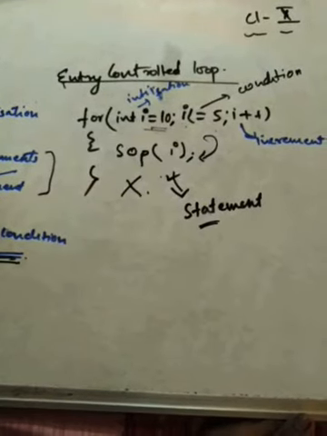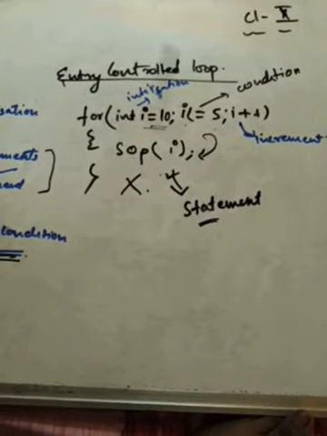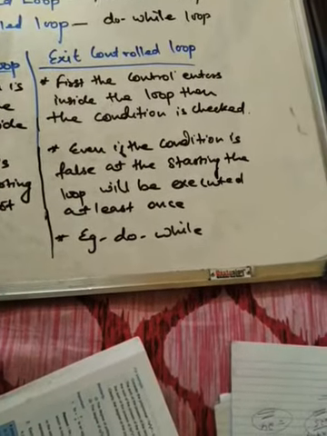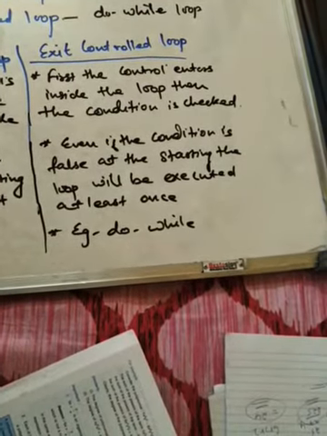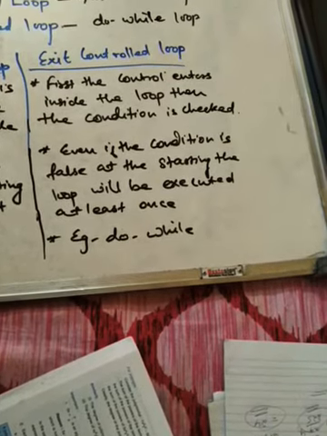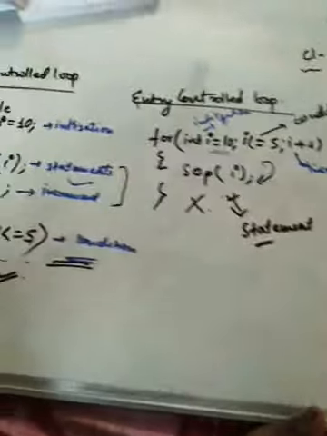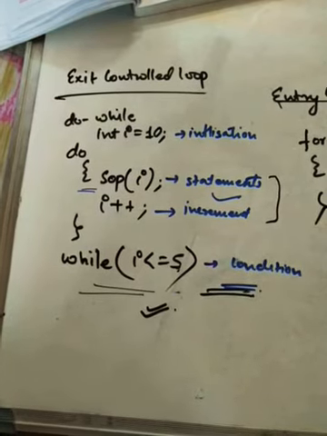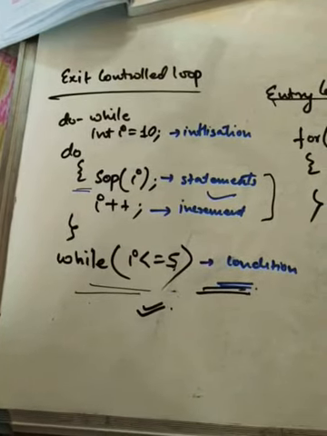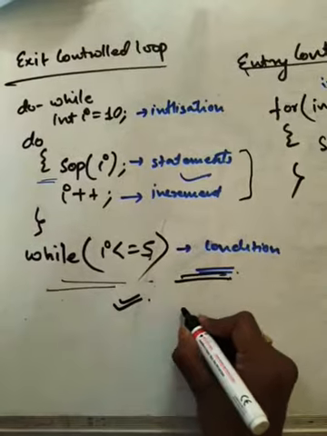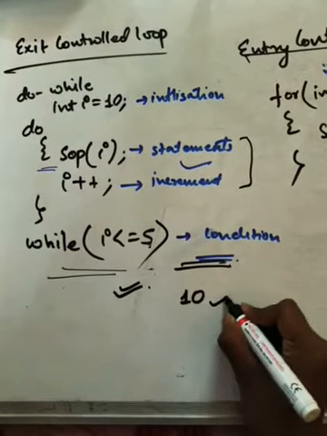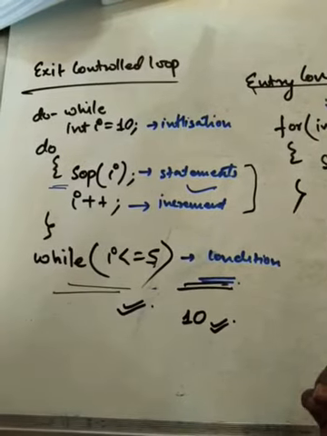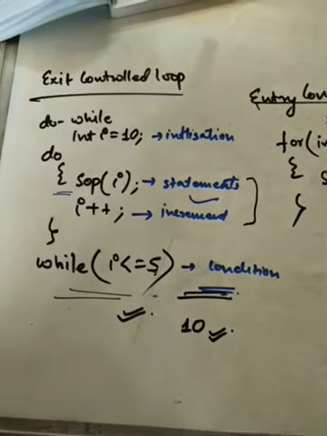If the condition is false at the starting, the loop will not get executed. And the second point for exit control loop: even if the condition is false at the starting, the loop will be executed at least once. So we can see here, at least once the value of I, 10, will be printed on the screen. Clear? Then the loop will stop executing. Understood? This is about your entry control loop and exit control loop.